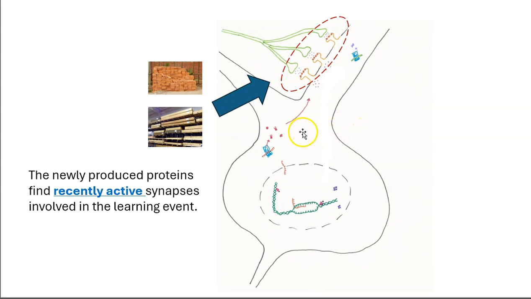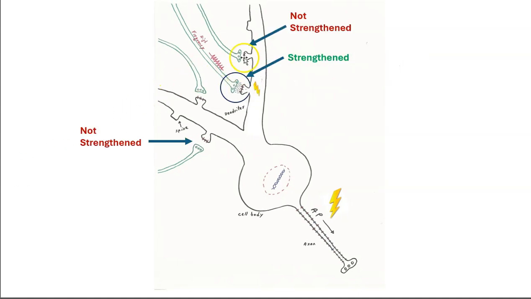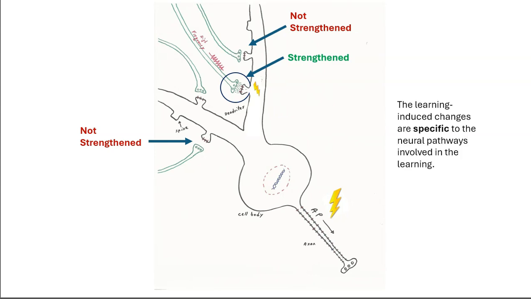Now, interestingly, the newly produced proteins have the ability to find just the right synapses that were involved in the learning event. And we can get a better handle on that with this diagram here. Take a look at this target cell. It's got 1, 2, 3, 4 different inputs, so 4 synapses, but only one of them was involved in the learning session. But let's say the target cell did fire. So now the cell is going to turn on some genes, it builds some proteins, and its goal is to strengthen this synapse only. Other synapses that were not involved in the learning session do not get strengthened. And this is important. The learning-induced changes are specific to the neural pathways involved in the learning.